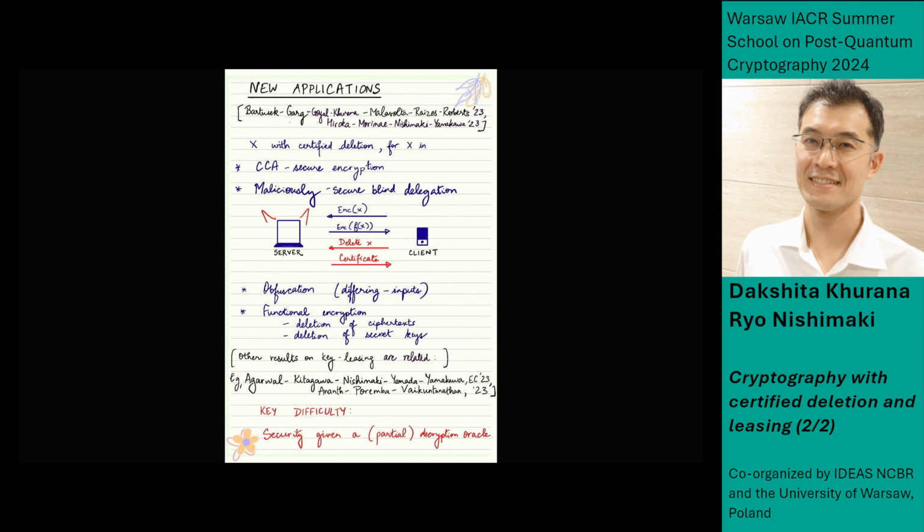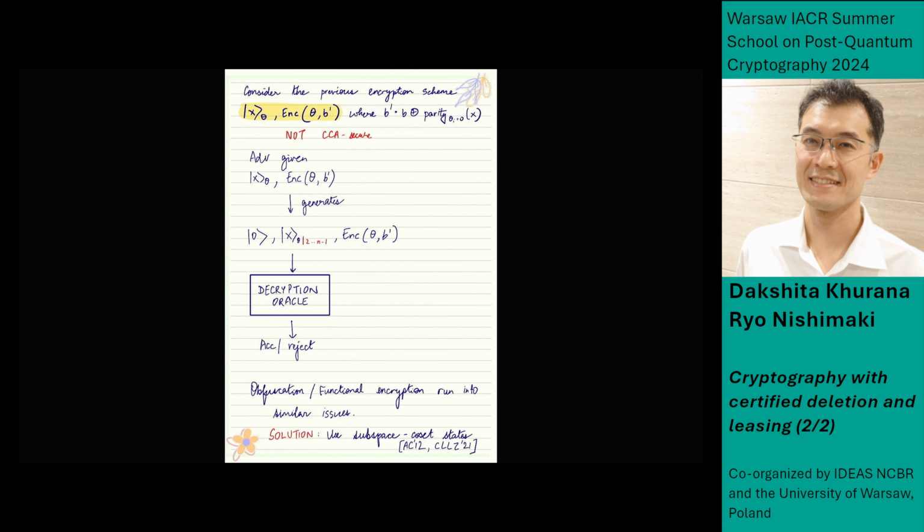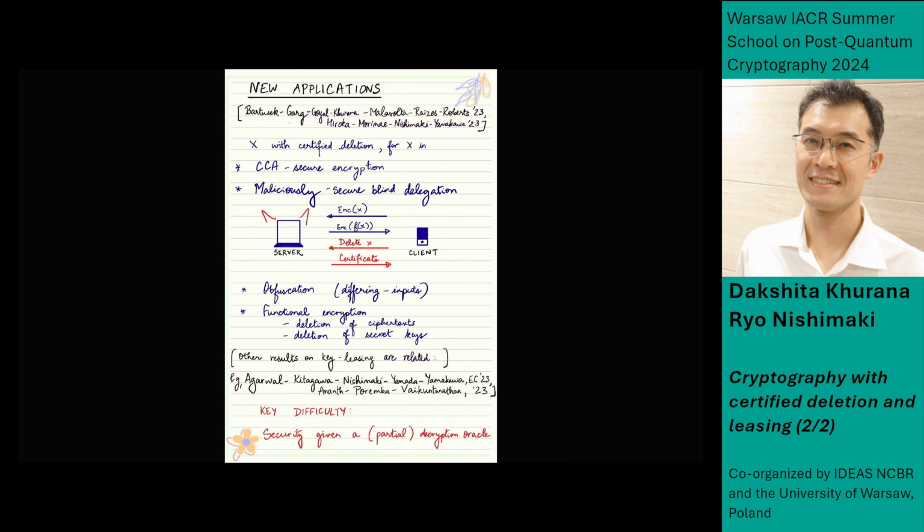Okay, so we have 25 minutes. There are several follow-up works. These show applications to CCA secure encryption, maliciously secure blind delegation, obfuscation, and functional encryption. We can consider certified deletion for these other primitives, which is studied in other works.